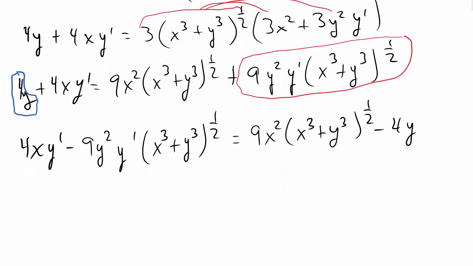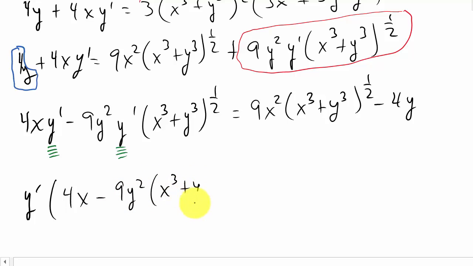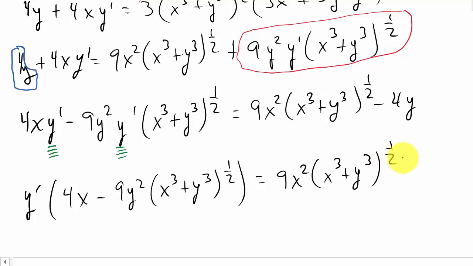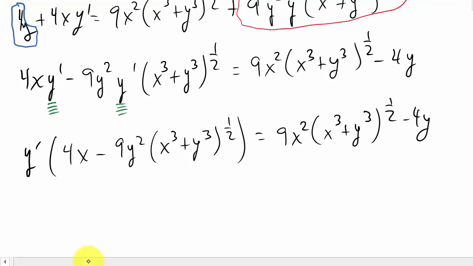Now we're getting somewhere. Here I have a common factor of y prime that I can factor out. That leaves me with y prime times 4x minus 9y squared times x cubed plus y cubed to the 1/2, equals 9x squared times x cubed plus y cubed to the 1/2 minus 4y. And then I will need to divide both sides by this.